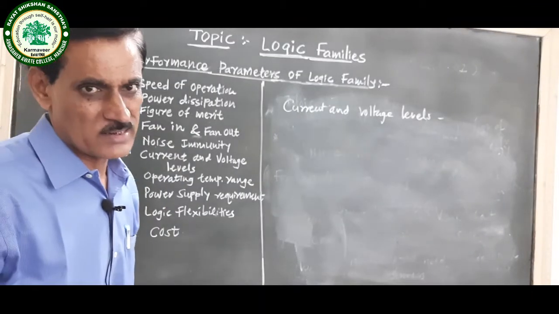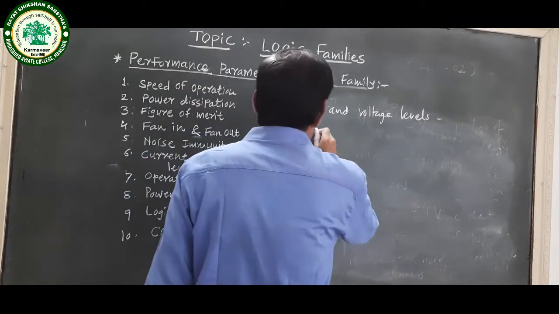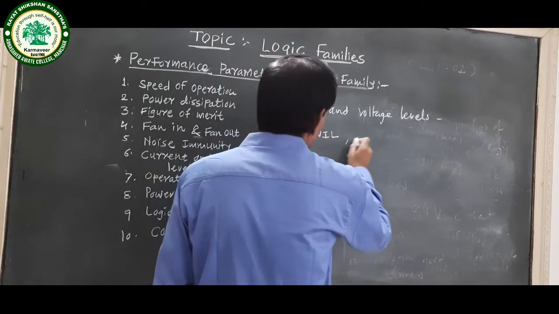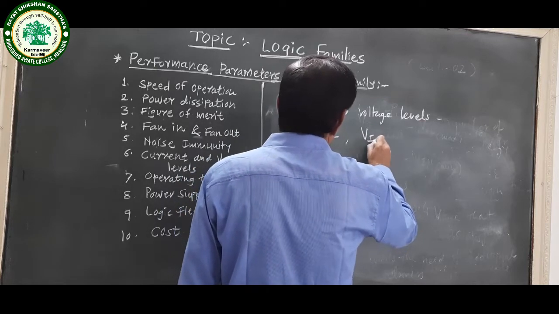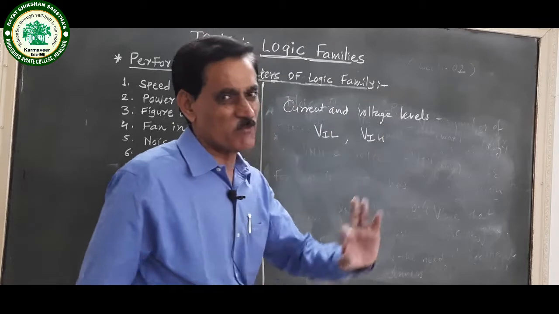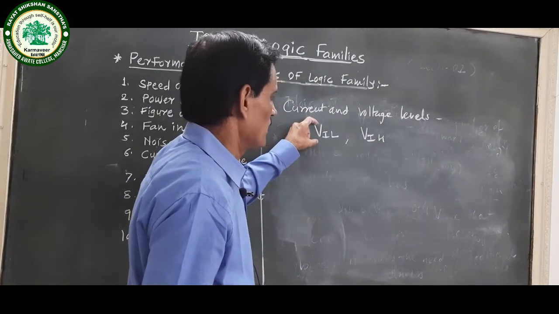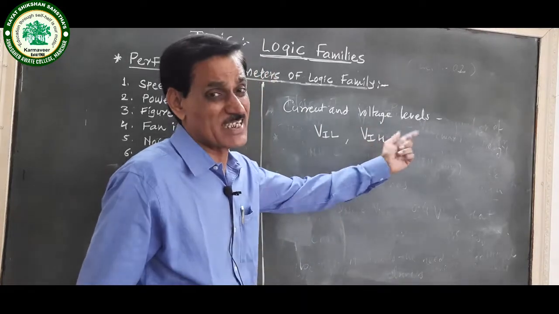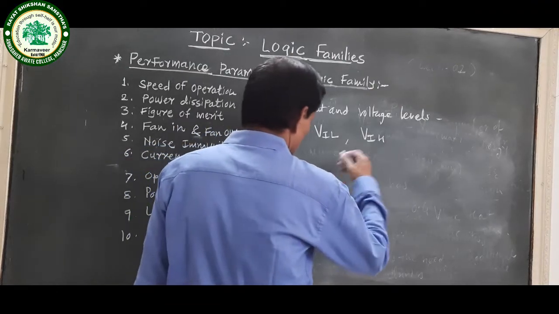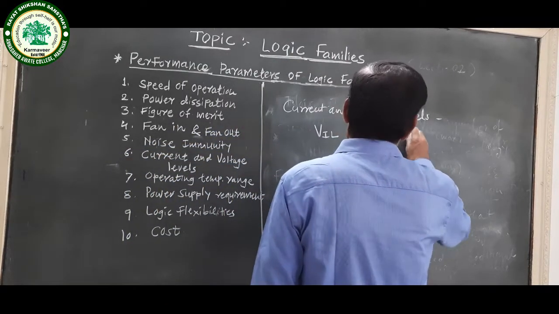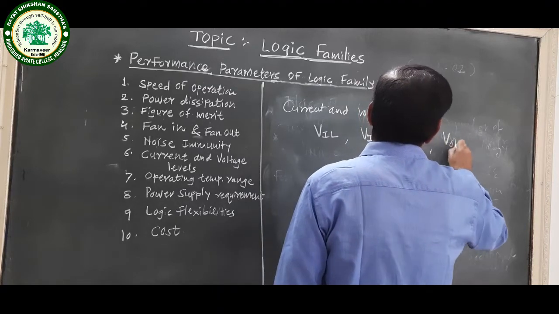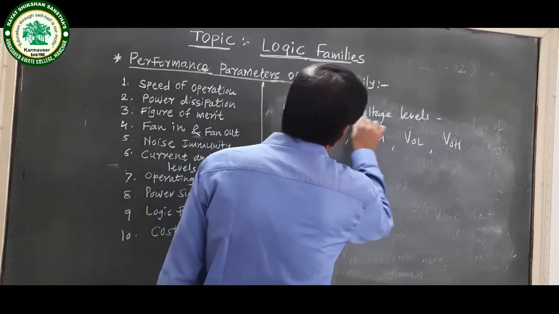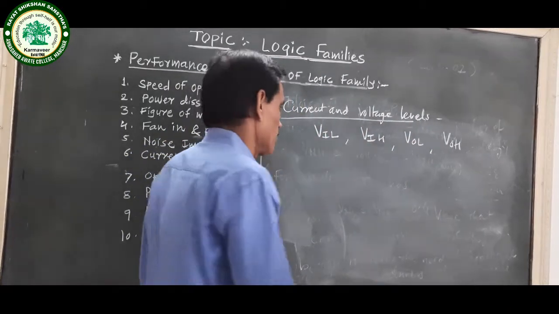Now depending upon the high or low states, there are two input parameters known as VIL and VIH. Again, you are getting 4 different values. VIL, minimum input voltage, is treated as a low state. VIH is treated as a high state. Similarly, related with the outputs, you are getting 2 values, VOL and VOH. Now, these are the voltage levels of any logic family.